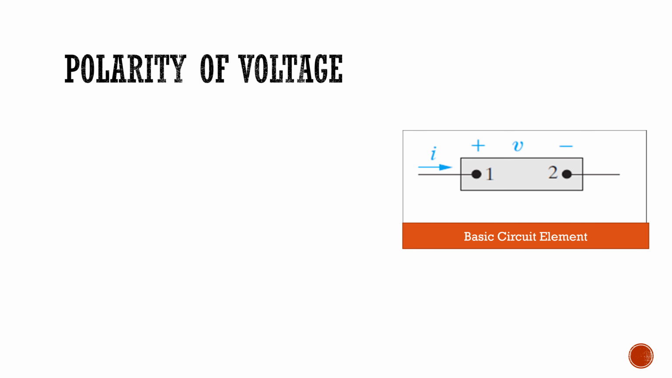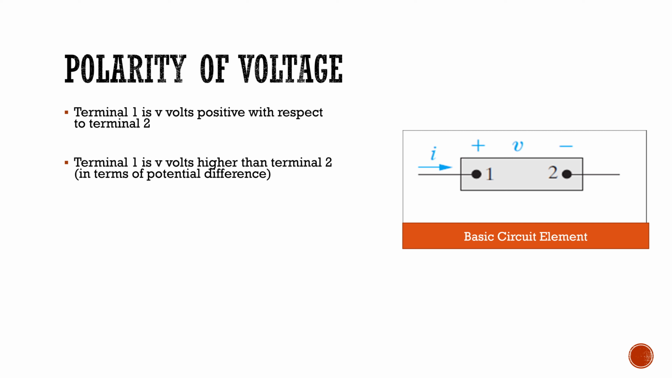Voltage can be described in a variety of ways. Let's use our basic circuit element, which could be a battery, a resistor, an inductor, a capacitor, or something else, to help describe voltage. We could say terminal 1 is V volts positive with respect to terminal 2. Putting it another way, in terms of potential difference, terminal 1 is V volts higher than terminal 2. In terms of work, it is clear that moving a unit charge from terminal 2 to terminal 1 requires V joules of work.